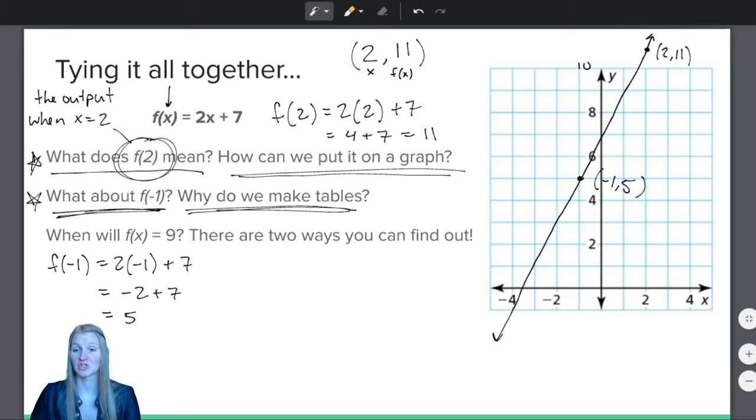We can connect these dots and get a line already, because 2 points make a line. Okay, all right.